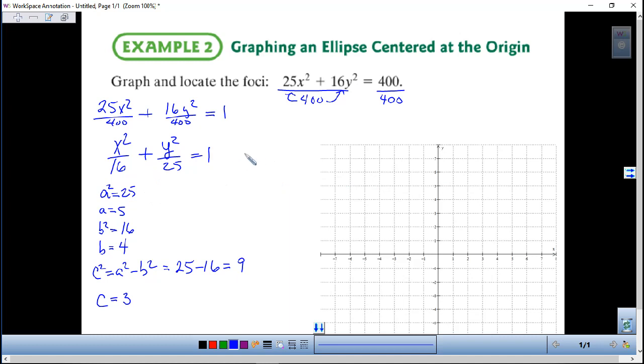Now, looking at this equation right here, what do we know about the orientation of our major axis? Remember, the orientation of the major axis is determined by what's the largest number on the bottom and what it's under. So we've got 25 under y squared, which means we're going to have a major axis that's going to be vertical. We have our center at the origin. Major axis has lengths of 5 in both directions, so I'm going to go up 5 and down 5. And then with my minor axis, I'm going to go left and right 4.